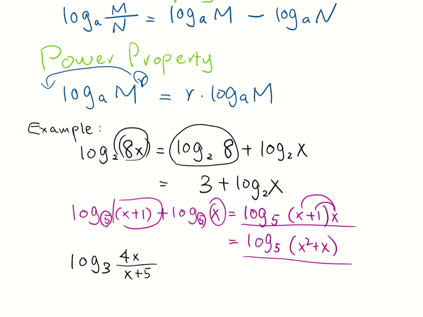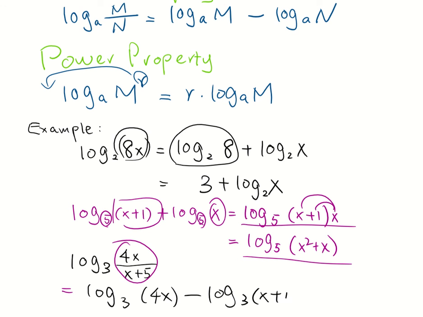Now let's look at this example. We're given a single log. We can use the quotient property to rewrite this expression because the argument part of this log is a quotient. So we can use the quotient rule to write this as log with base 3 of, on top is 4x, minus log with base 3 of x plus 5.